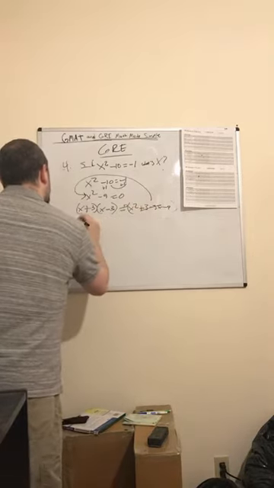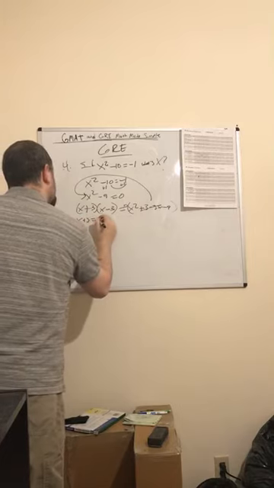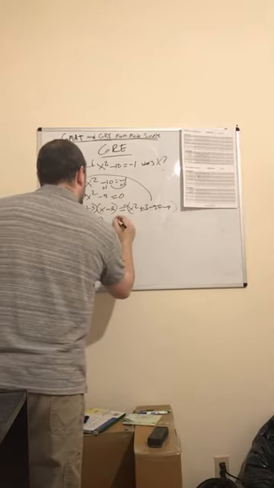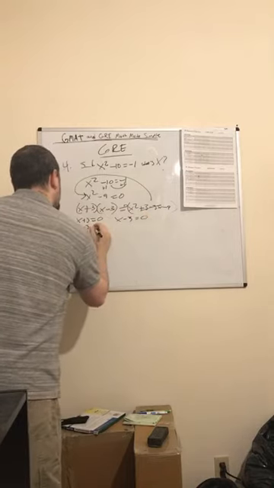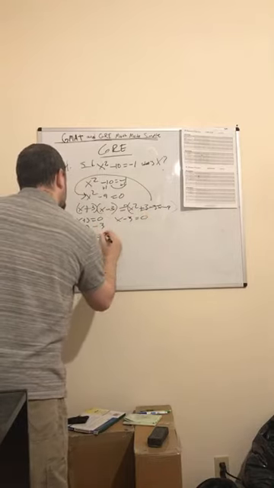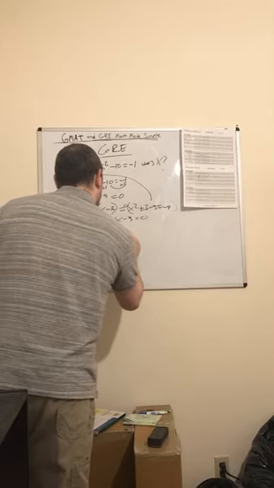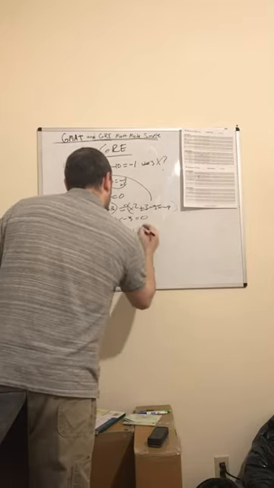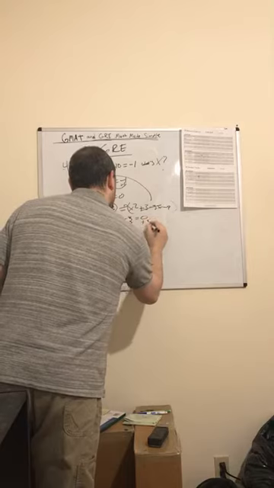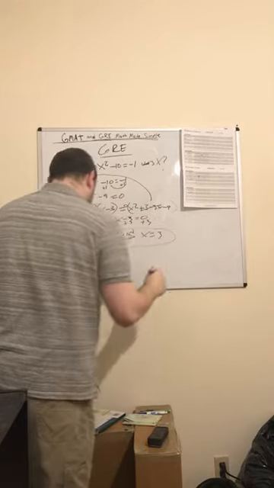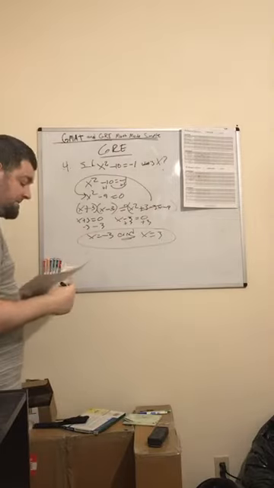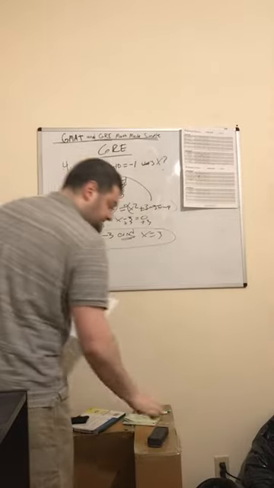So we have x plus 3 equals 0 and x minus 3 equals 0. Now subtract 3, x equals negative 3, and you add 3 here, x equals 3. So that'll be the answer for number 4. Let's go on to our last question.